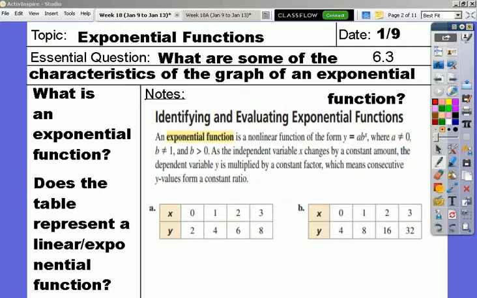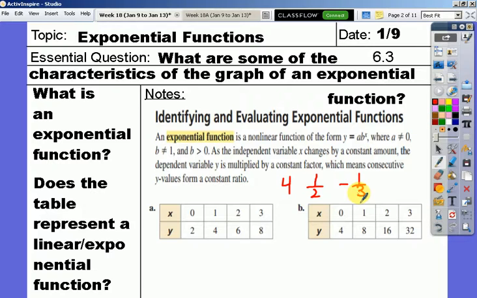What's constant mean? The same thing. Ratio is just a fancy word of saying division, right? So it could be 4 over 1, or 1/2, or -1/3. As long as they're all being multiplied by that constant ratio, then we have an exponential function. Now the direction of our exponential function, whether it goes up from left to right, or up from right to left, or down from left to right, or down from right to left, really depends on our a. Okay, so we'll talk about that more specifically.